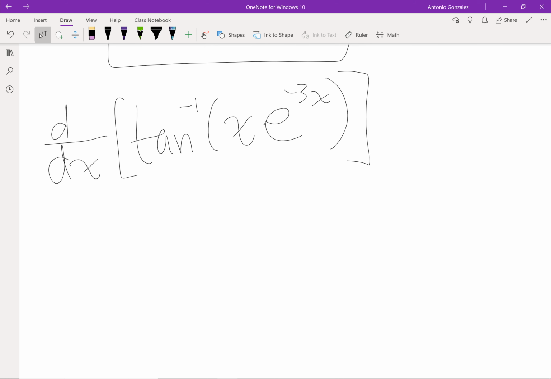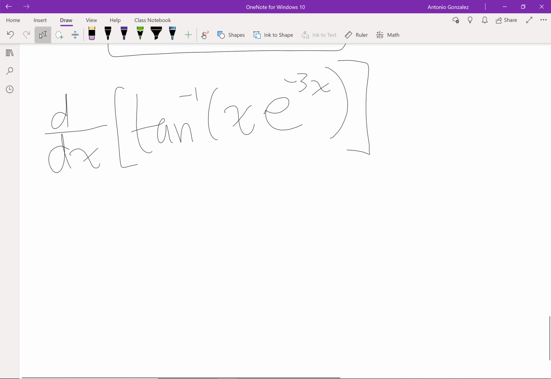So again, this one requires our use here of the inverse tangent. So that's the outer function. So let's start with that one. We get 1 over 1 plus that whole quantity squared.